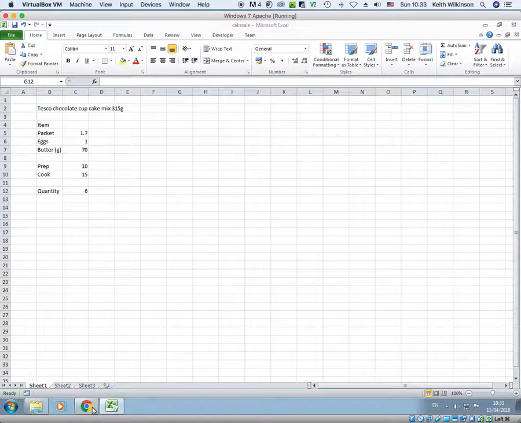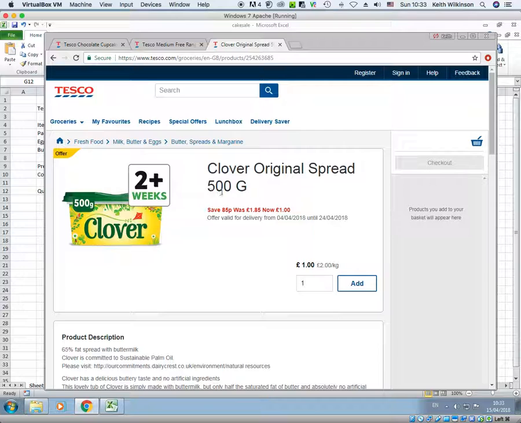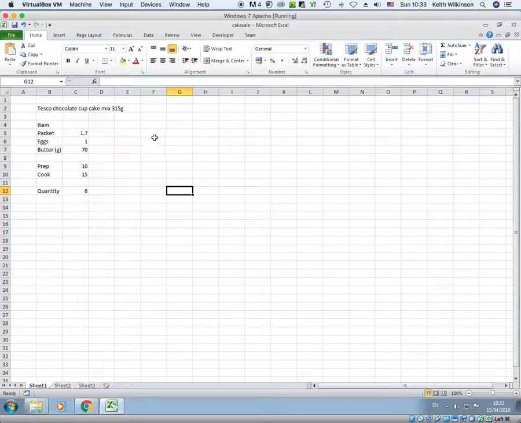And as we saw earlier, we could buy eggs in 6, and that would cost us 89 pence for a box. And for the spread, we're going to get 500 grams, and I've said we're going to buy it for £1.85. So let's just model that information in our spreadsheet now.